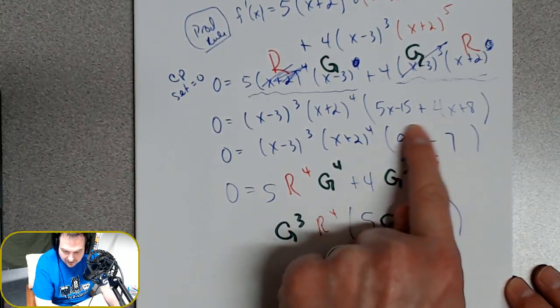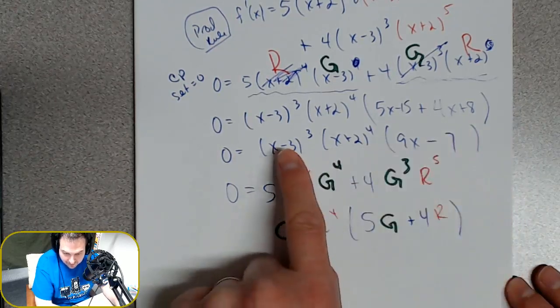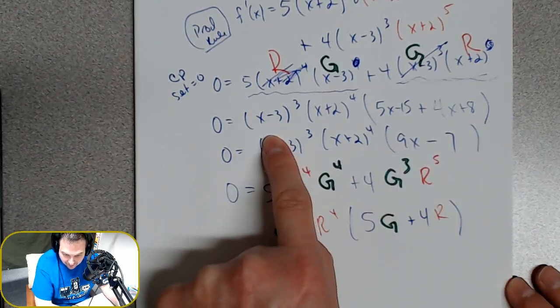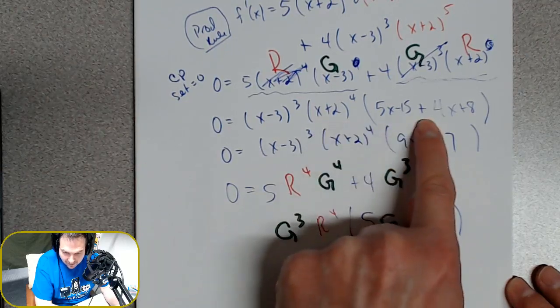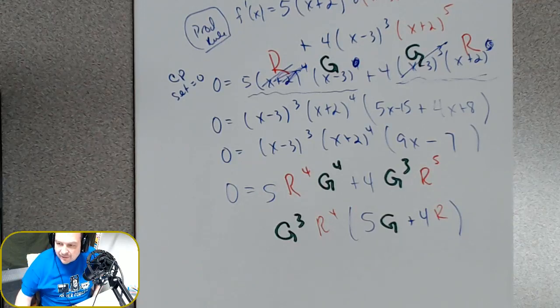And so I just combine like terms over here, and I notice I really didn't even have to combine like terms because I'm looking for critical points: at 3, at negative 2, and whatever this answer is. There are 3 critical points right there. Everybody okay with that?